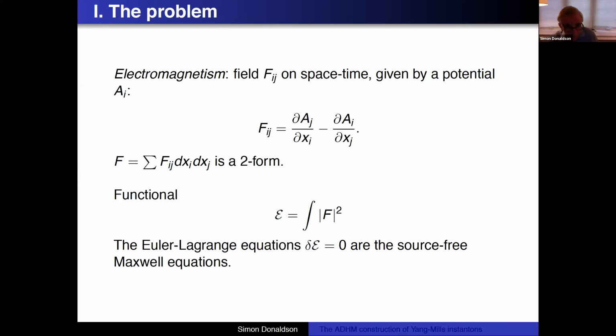So we're seeing the formula for F_ij expressed in terms of the derivatives of the potential A_i. Can everyone see? Yeah. And then the functional which generates the Maxwell equations is essentially the L2 norm, or the indefinite analog of that. We call it E.